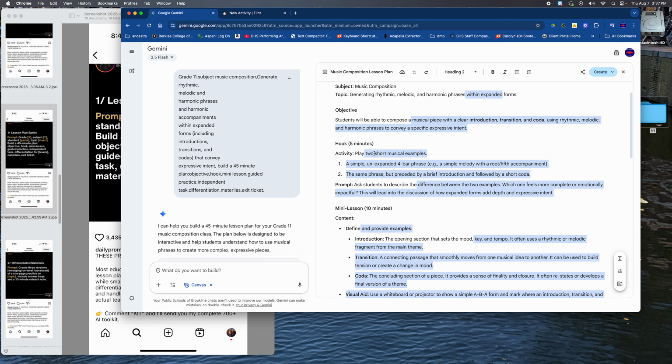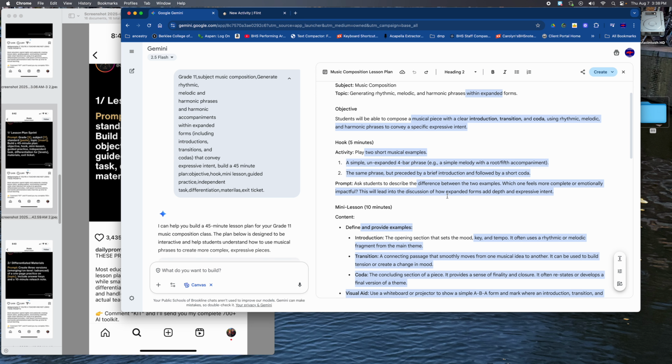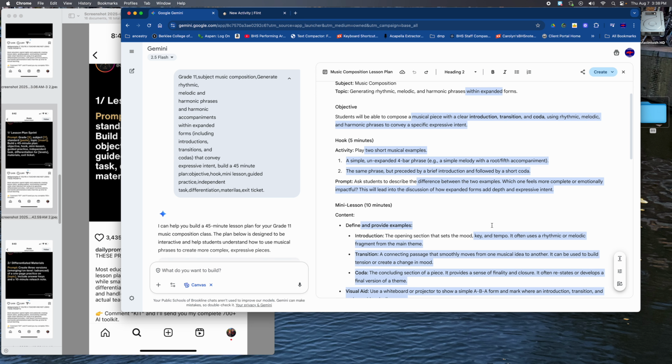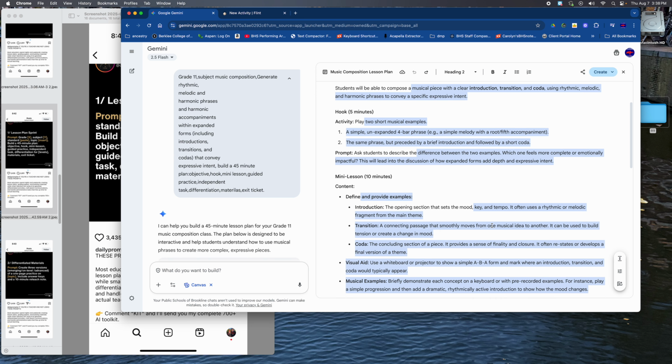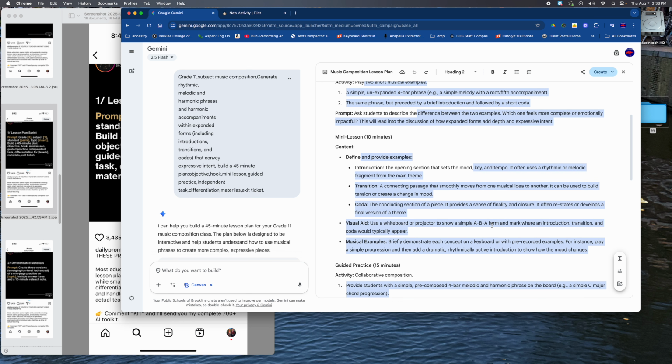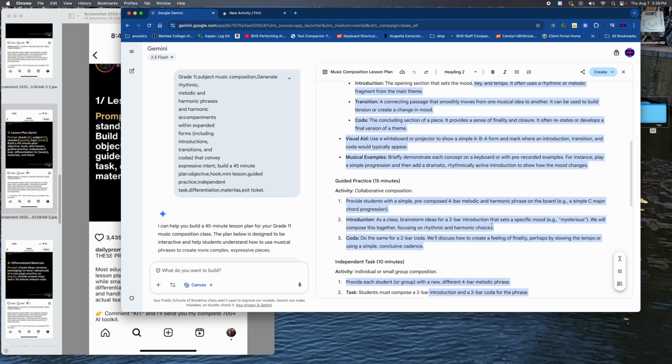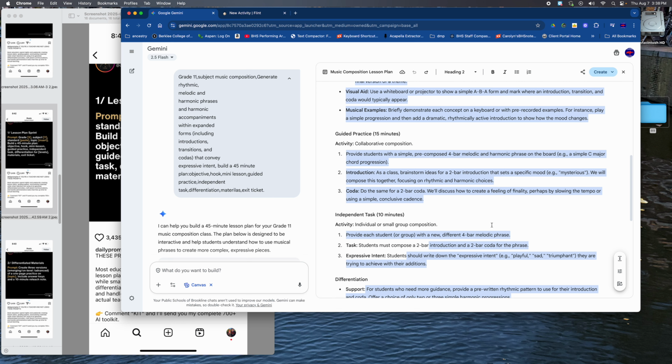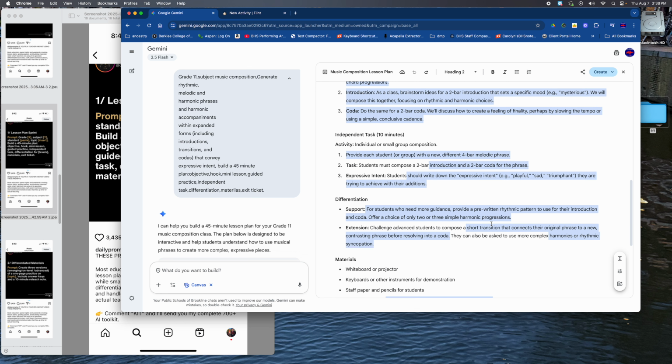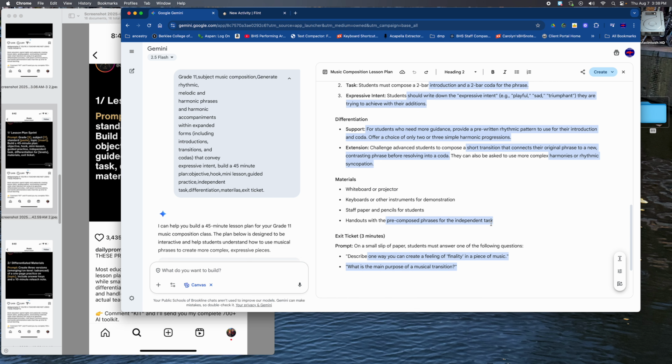So play 2 short musical examples. Of course, you'd have to find some musical examples, right? Because I didn't say I want a specific style of music composition. I just wrote music composition. So this is kind of what it gave me in Gemini, right? Visual aid, use a whiteboard or projector, briefly demonstrate each concept, etc. Pretty basic stuff that I think if you're building a lesson plan, you most likely would do anyway.